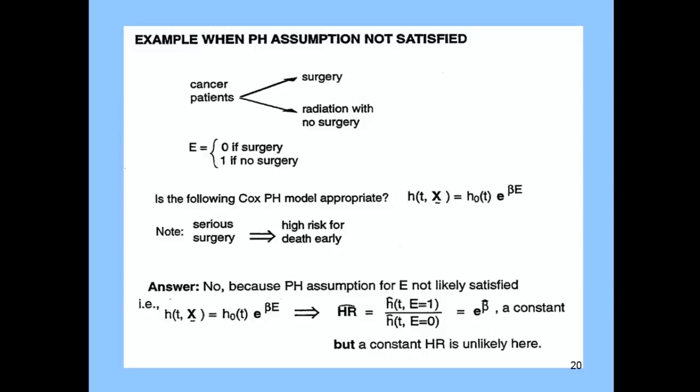Well, let's talk about patients, some of which get surgery, some of which get radiation without surgery. The key question of interest is: do the people who get surgery do better? Do they survive longer than the people who got radiation without surgery, or vice versa? Now, if this was the situation, is this model appropriate? Can I just put in the variable E, not even controlling for any other variable, where E is a 0-1 variable, 1 if no surgery, 0 if surgery?